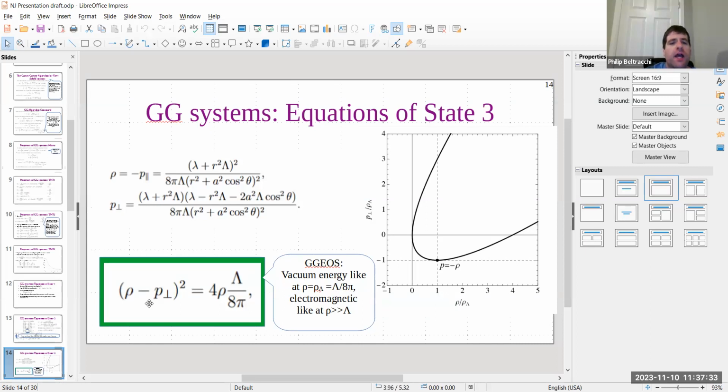This has a vacuum energy point at rho equals rho lambda, and at extremely high densities, which are far off what we can see on this graph, it does behave in a roughly electromagnetic way in that the density and perpendicular pressure are approximately equal to each other.